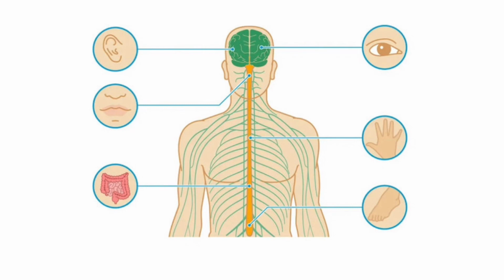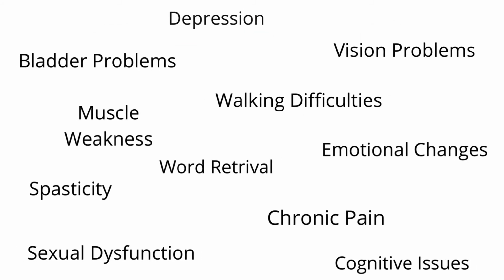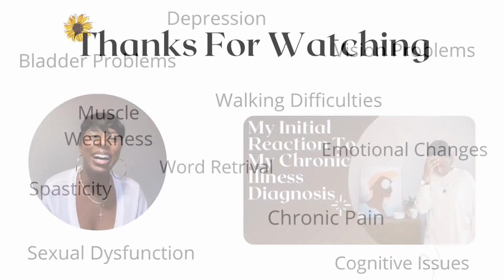And depending on the location of the damage, a variety of functions within the body can become affected. And these can result in symptoms such as vision problems, difficulty walking, chronic pain, cognitive issues, muscle weakness, the list goes on. There are up to 80 different symptoms reported as a result of multiple sclerosis.